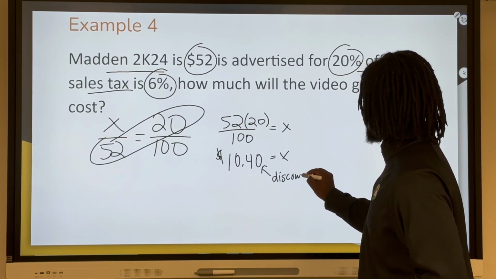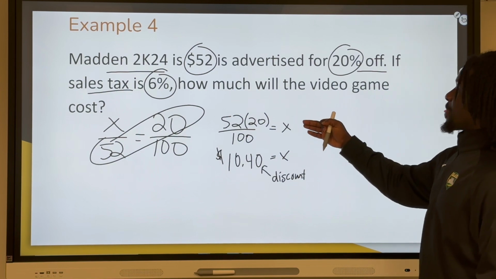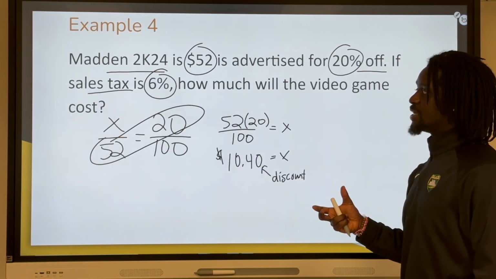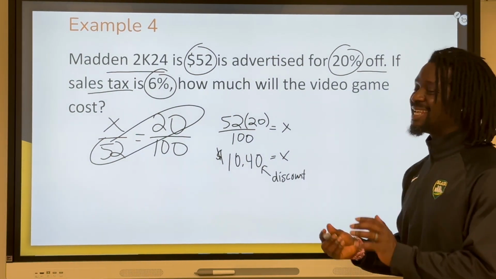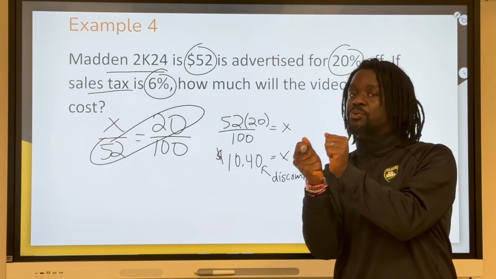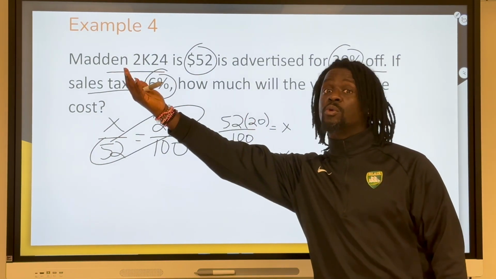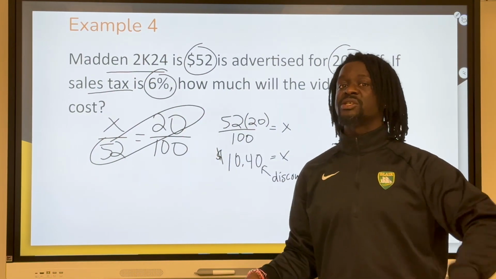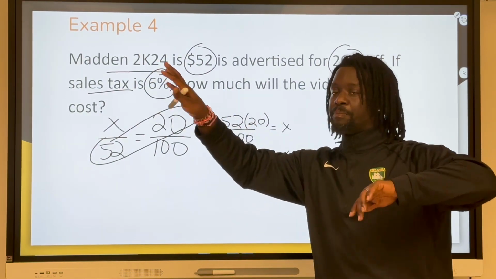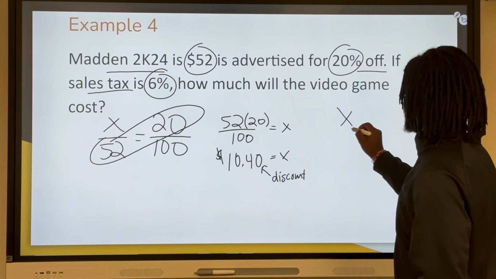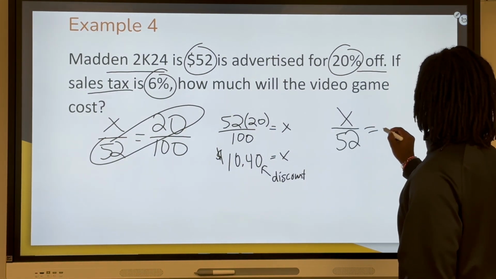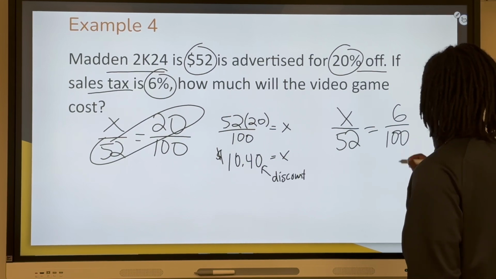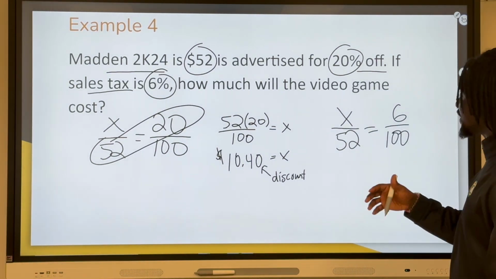Okay, so we got to make sure we keep that in mind. Then we also have to figure out the percentage of the sales tax. And again, the reason we could not just put those two percents together is because one was a discount and one was a sales tax. And discounts you subtract, sales tax you add. So those are separate, okay? So we got to also do it for the 6%. So we're figuring out what is the sales tax.